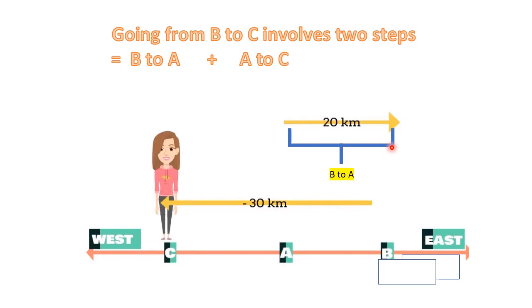Now let's see. B to A is 20 kilometers, right? And B to C is minus 30 kilometers. This is positive because it's towards east, and this is negative because it's towards west, right? So this is a summary of the video that we have seen right now, right? Rita's movements, right?